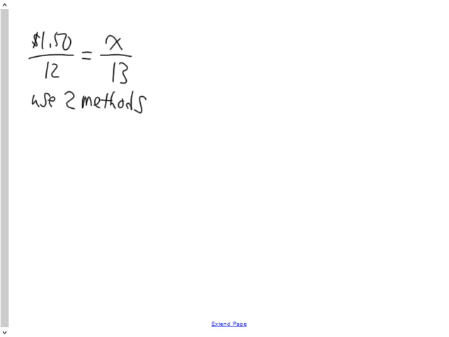Question 8. It's $1.50 for 12. How much is it for 13? It says use two methods. So the first method we're going to use is going to be that unit rate method. So if it's $1.50 for 12, I want to know how much it is for 1, and then I want to know how much it is for 13.